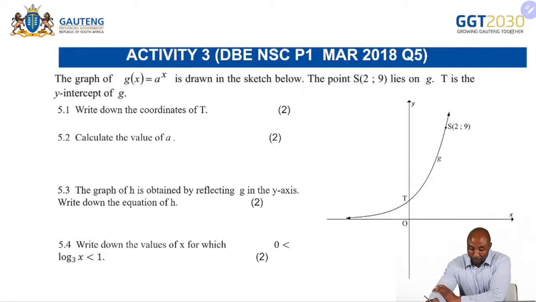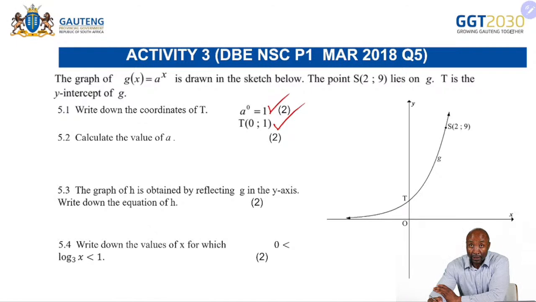Now, we are given the coordinates of a point, and we should write down the coordinates of T. If you check T, it's your y-intercept, and we know that to get the y-intercept, our x is 0, so we must get g of 0 there. And g of 0 will give us a to the power 0, giving us 1. So the coordinates of T are (0; 1). You get your 2 marks.